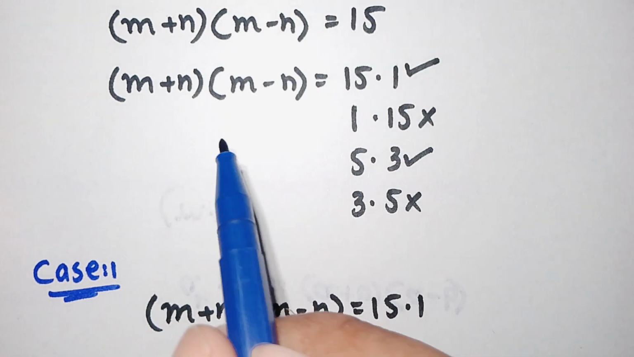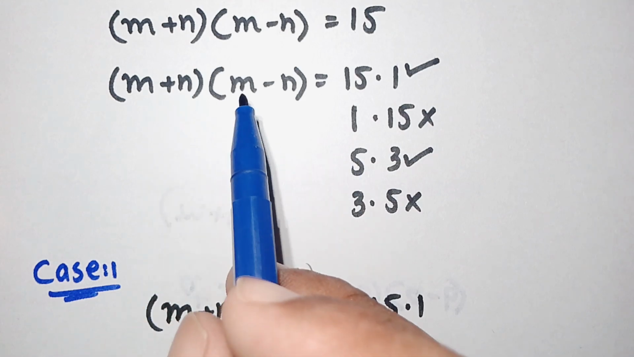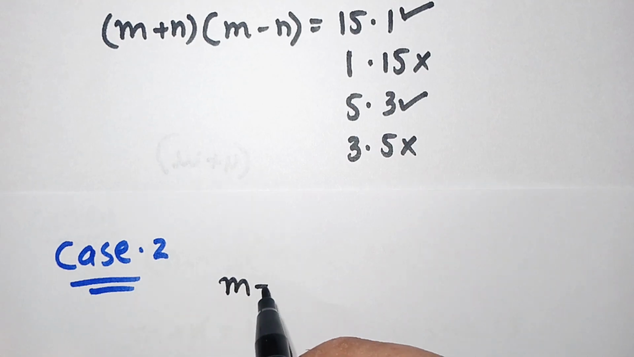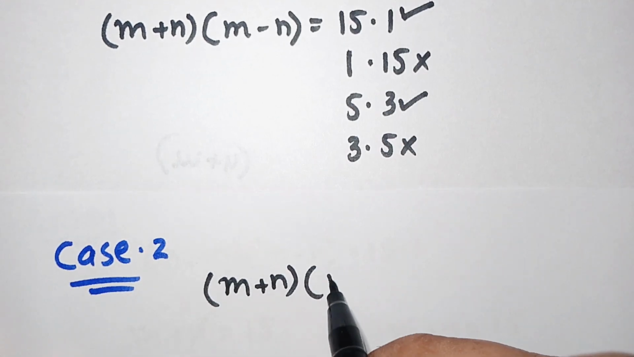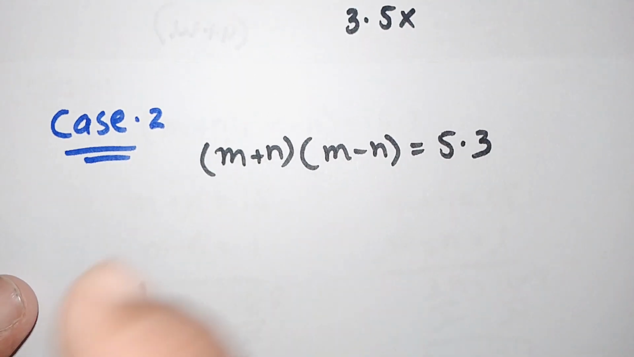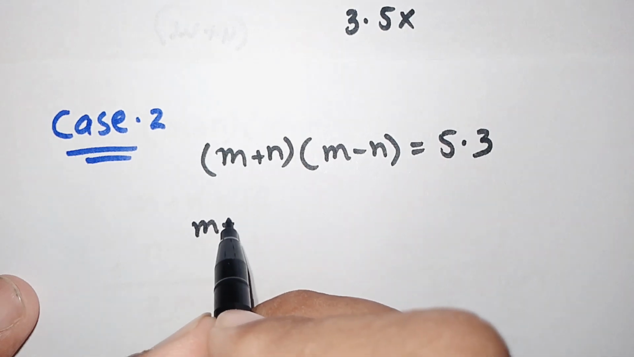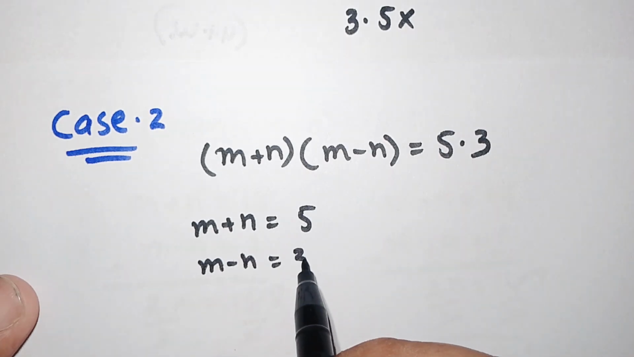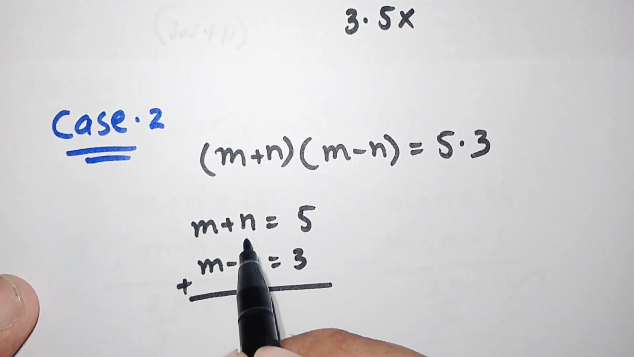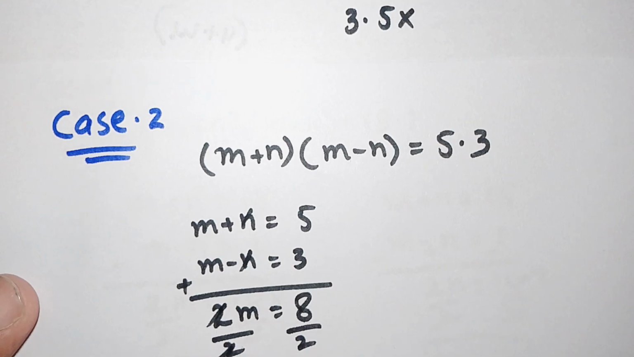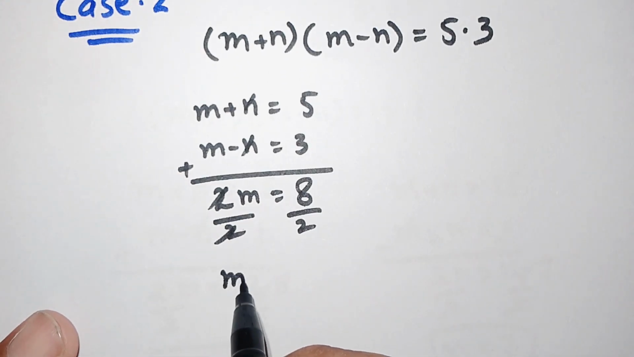Now we have to solve for the case number second, that is m plus n times m minus n is equal to 5 times 3. So this will become m plus n is equal to 5 and m minus n is equal to 3. Now we have to add these two. So here n cancels with n and 2m is left, which is equal to 5 plus 3 is equal to 8. This side divided by 2 and this side divided by 2, this 2 cancels with 2. Here m is equal to 4.